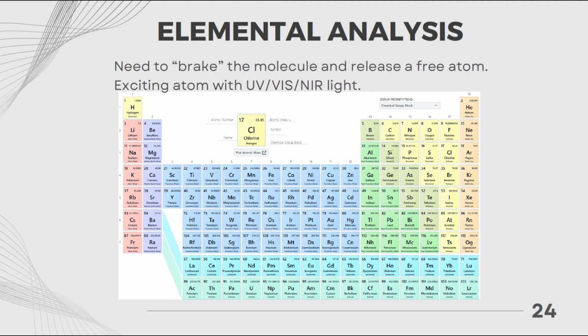of course sometimes elements from this part of the periodic table. But for elemental analysis, molecules need to be broken. So we need to break them and release a free atom. And we need to excite it. We need to excite our atom again with radiation, which is again UV, visible or near infrared light.